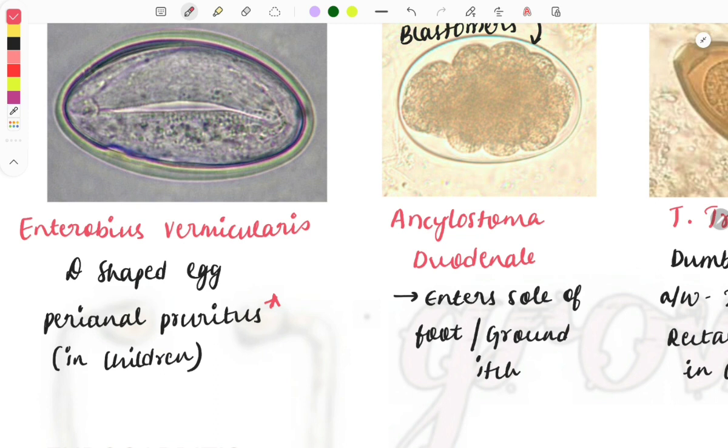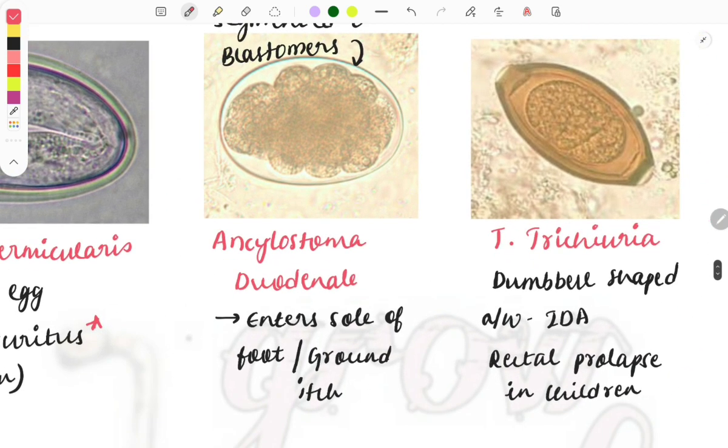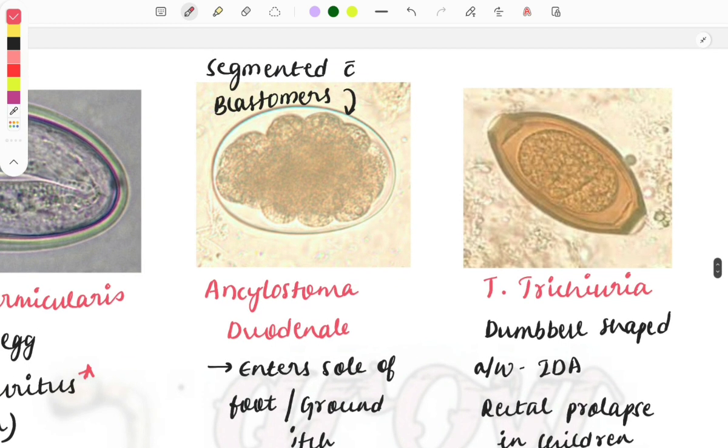And also this appearance you can see here. This one is called central tadpole-like appearance. Then Ancylostoma duodenale. This egg has blastomeres present. These are the blastomeres. Multiple blastomeres are present, which give this kind of appearance. And by this you can identify it easily.